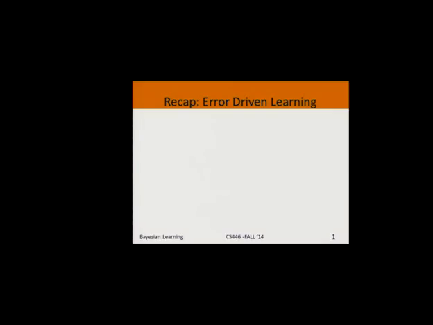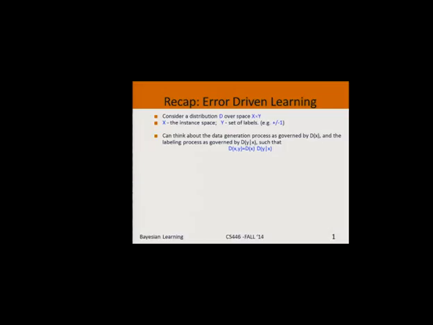So we talked about the learning paradigm so far, one single learning paradigm that I can call error-driven learning. So we really learn from the mistakes that we've made. We can think about it as there is some distribution D that we don't know over X cross Y, where X is the instance space and Y is the label space. There is a data generation process governed by D of X, and a labeling process governed by, again, a probabilistic process, D of Y given X. And that's what we see: labeled examples XY.